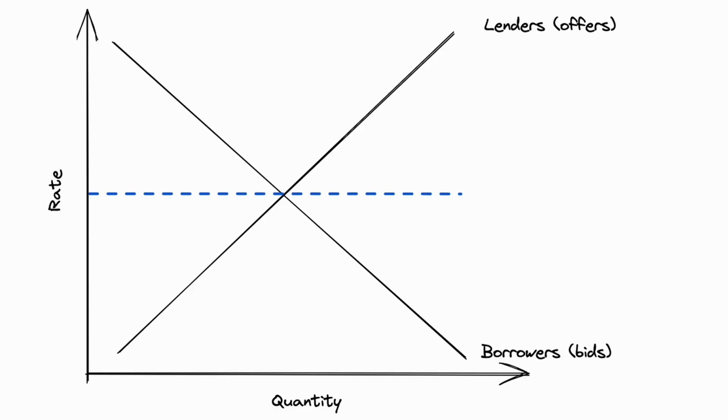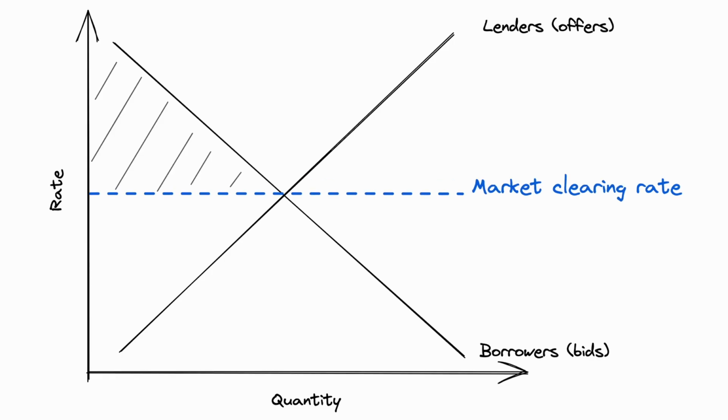After the auction closes, our smart contracts will determine the market clearing rate. Borrowers who bid at or above the market clearing rate will receive a loan at the market clearing rate. Lenders who offered to lend at or below the market clearing rate will make a loan at the same rate. All other bids and offers that didn't make it to the market clearing rate are said to be left on the table, and the associated funds will be immediately returned to the owners' wallets.